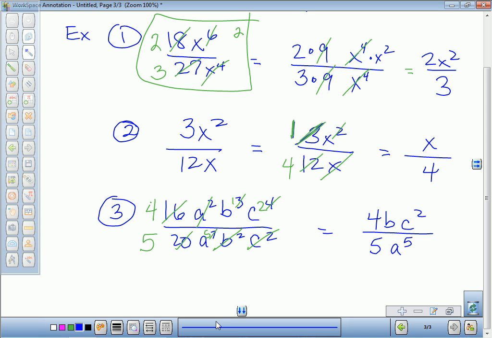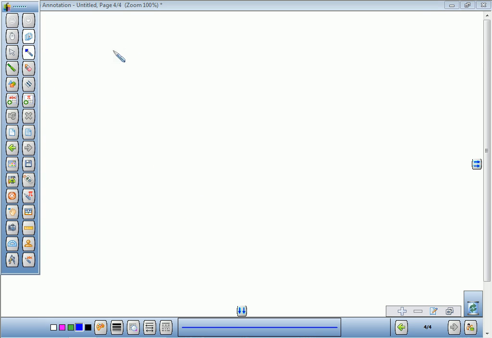Okay, any questions about when we have a monomial over a monomial, a single term over a single term? Okay, so now we're going to do some where we have not just monomials, but also binomials and trinomials as part of our rational expressions. So this would be example 4.